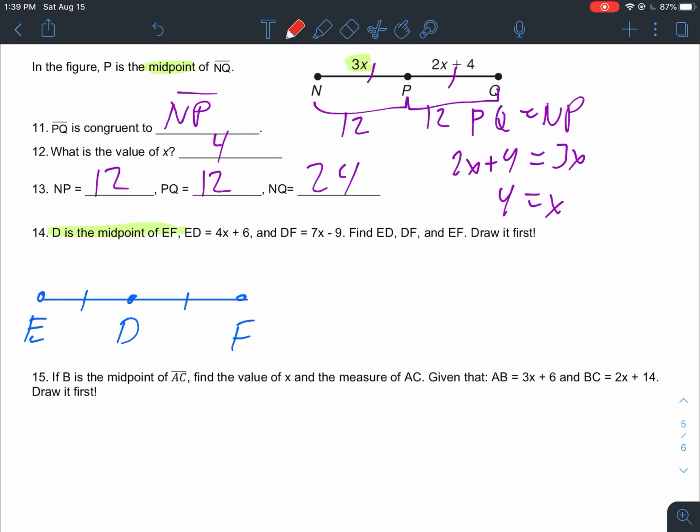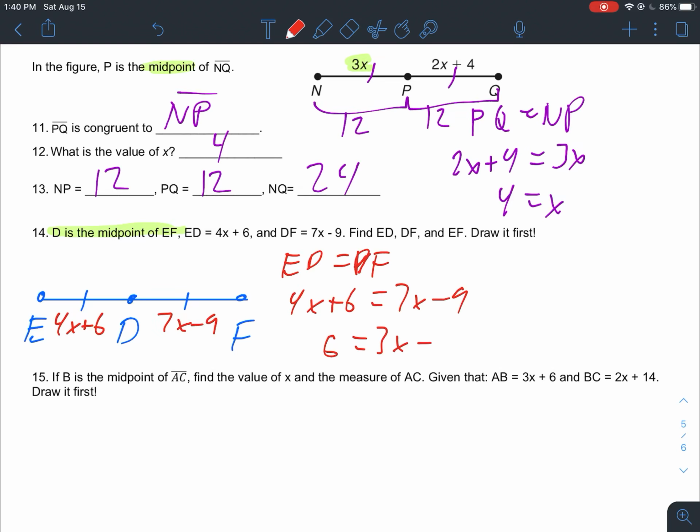I know ED is 4x plus 6. I know DF is 7x minus 9. Now notice they didn't give us anything for EF here, but we don't need it because they're a midpoint. So that means that ED and DF must be equal. I know that ED and DF must be equal because of the word midpoint. So then 4x plus 6 must equal 7x minus 9. Subtract 4x from both sides. Add 9 to both sides. And divide by 3.